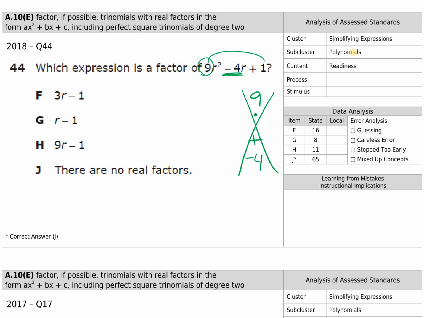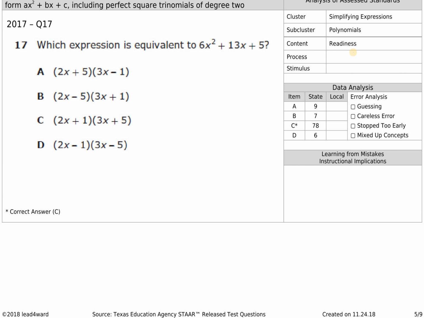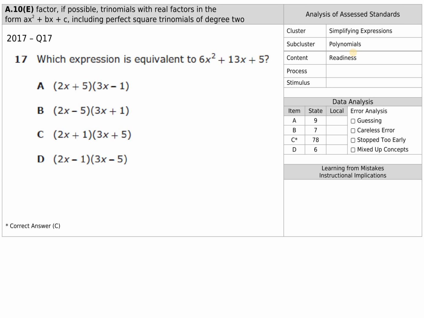Well, the factors of 9 would be either 1 and 9, or 3 times 3. And with 1 and 9, I cannot get a negative 4, adding or subtracting. And with 3 and 3, I cannot get negative 4, adding or subtracting. So none of that will work. There are no real factors. Take a look at the next one.